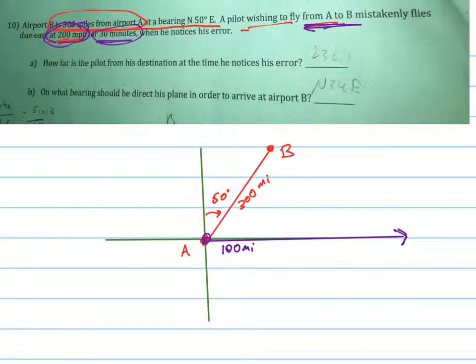So again, draw to scale. I'm going to make it drawn relatively to scale there, and he went due east. Now the question is, how far is he from his destination at the time he notices the error? They're asking about this distance right here, from there to there.